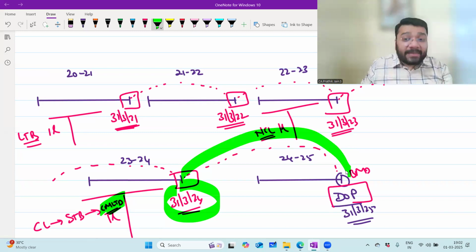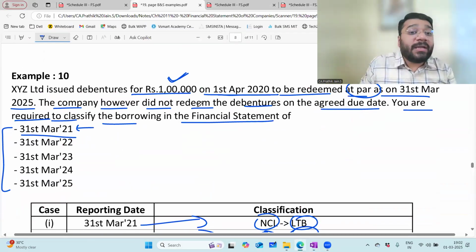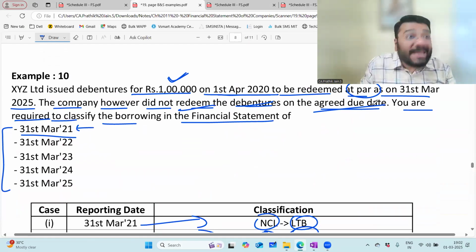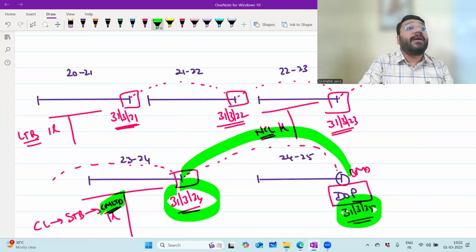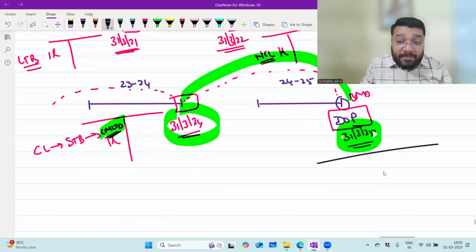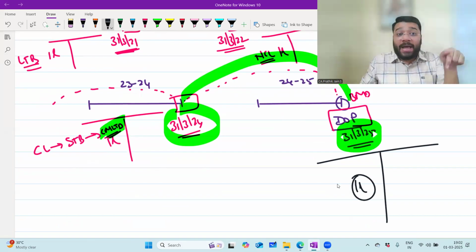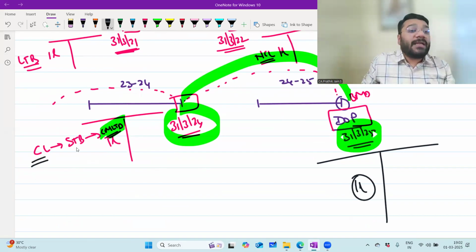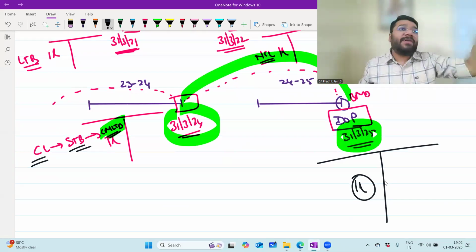Now, they are telling that on 31st March 25, this is the date of payment. On the due date, you have defaulted the payment. The company did not redeem the debenture on the agreed due date, which means the money is yet to be paid, which means this is still a liability. Now the question is, this 1 lakh rupees is currently in current liabilities under short-term borrowing. So where will this 1 lakh be now? Same category or different category?